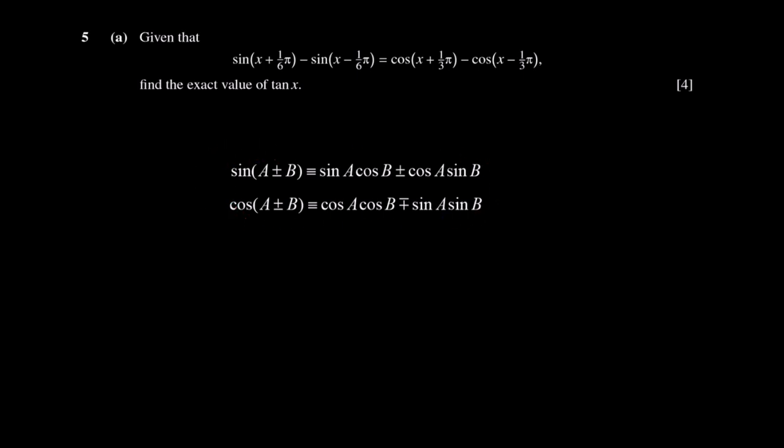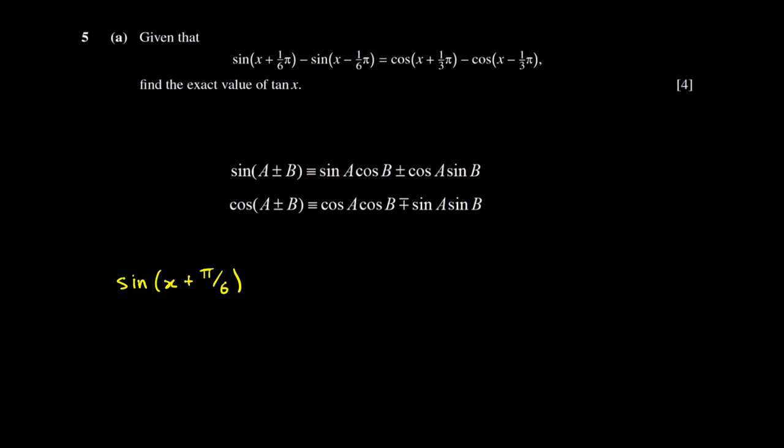I've reproduced them here. And instead of dealing with this as one big long equation, I think it's just easier to split it up, to be honest. So that's exactly what I'm going to do. I'm going to take each term in full. So sine of x plus pi by 6 is the first term. What identity am I going to use there?